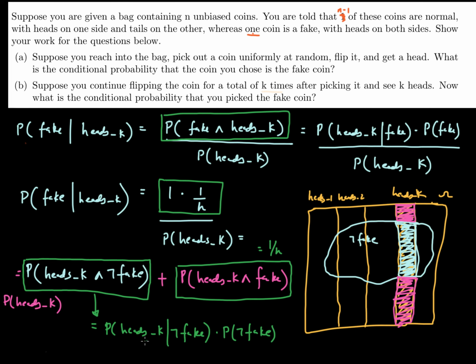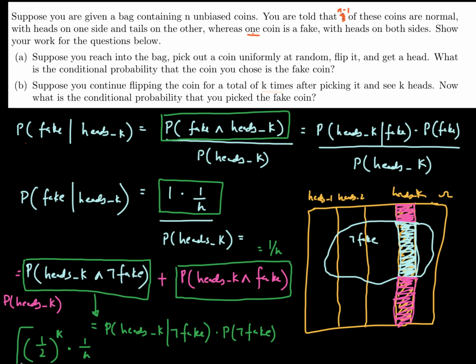So the coin is not fake. What's the probability of you observing k heads? If the coin is not fake, the probability of observing a single head is half. But because I'm doing this experiment k times, it's going to be half to the power k, the probability of you actually observing exactly k heads if the coin was completely fair, times the probability of the coin actually being not fake. Well, the probability of the coin being not fake is 1 over n. I have a total of n coins and one of them happens to be not fake.